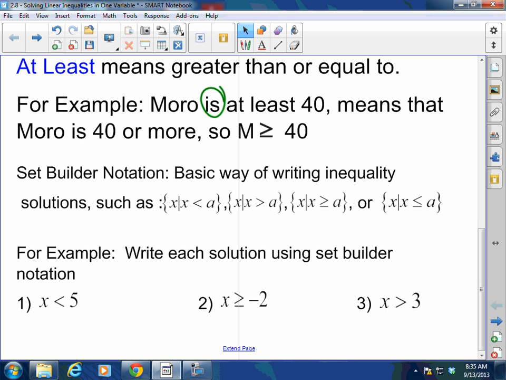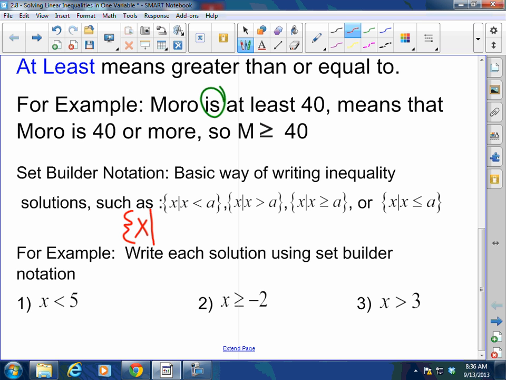Let's talk about what a set builder is. We're going to talk about set building, and we're going to talk about interval notation. When we're talking about set building, that's the basic way of writing inequality solutions. You're going to have braces here, and the variable that you're dealing with. If you're dealing with x, you're going to have an x here, and you're going to draw a straight line. That is just telling the reader, hey, the solution I'm about to give you is dealing with x. It's not dealing with y or z or w or q. It's dealing with x, okay?